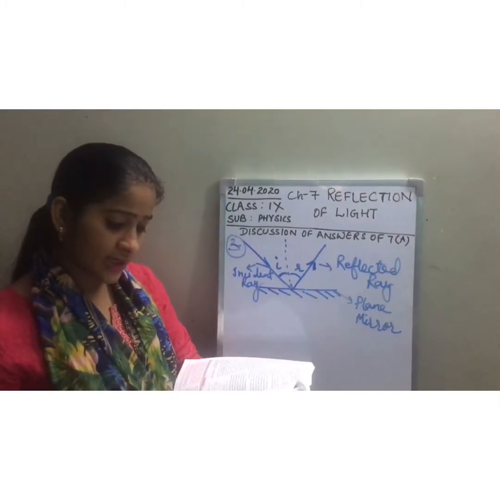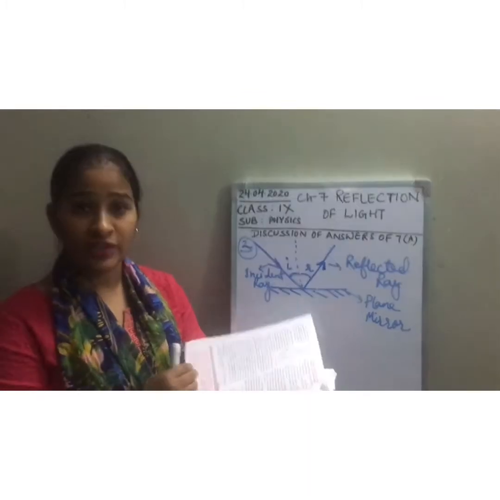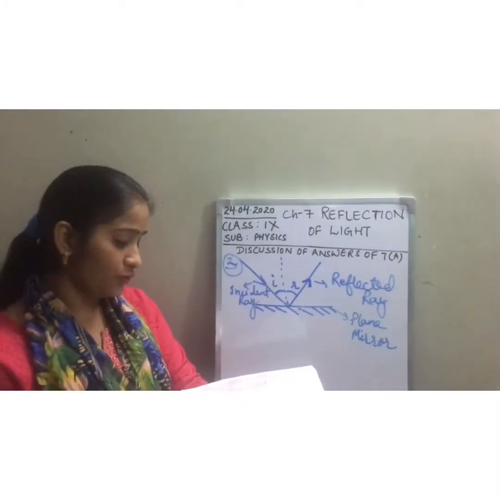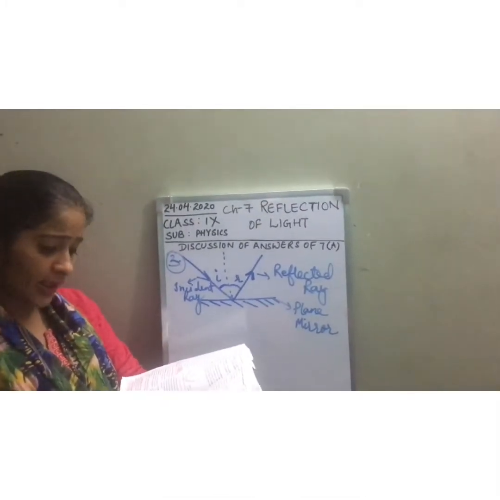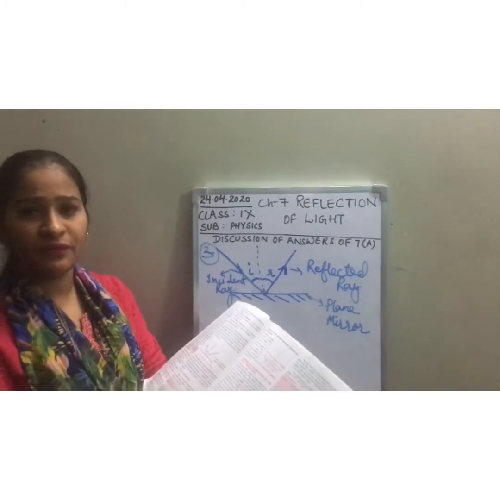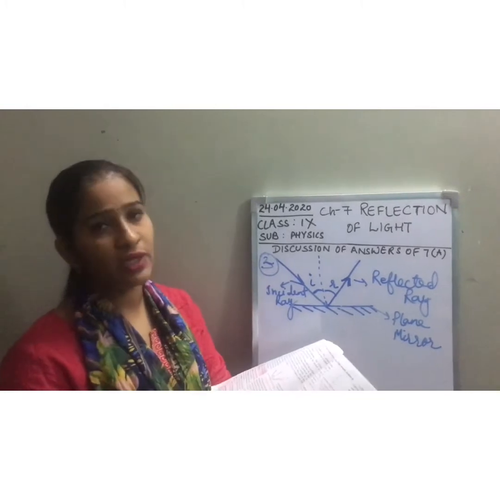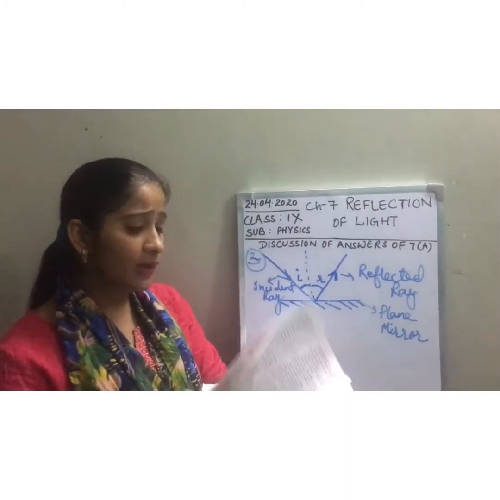Next, state the laws of reflection and describe an experiment to verify them. The laws of reflection we have stated already. Now you have to describe an experiment to verify them. Where is that experiment written in your book? See, here it is given. The experimental verification is given on page number 149. This is an experiment which we will do when we come to school, students. We'll do it later.